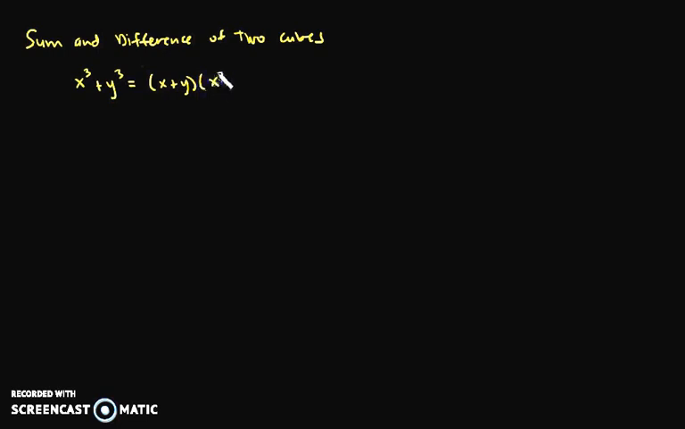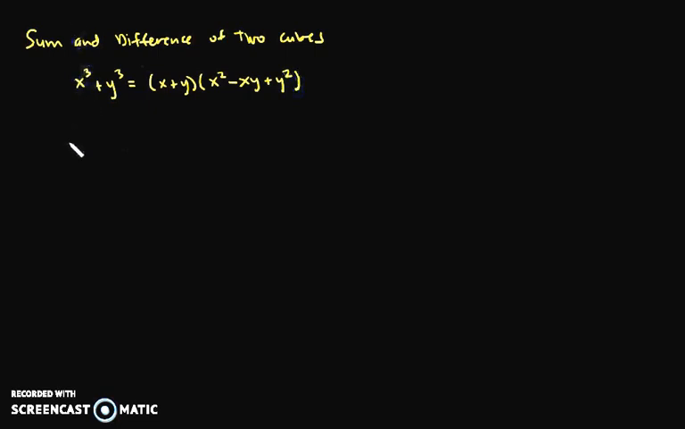Hello guys, for today we're going to deal with the sum and difference of two cubes. In getting the factor of the sum of two cubes, we're going to follow a certain formula. The sum of two cubes, x cubed plus y cubed, is equal to the product of x plus y and x squared minus xy plus y squared.